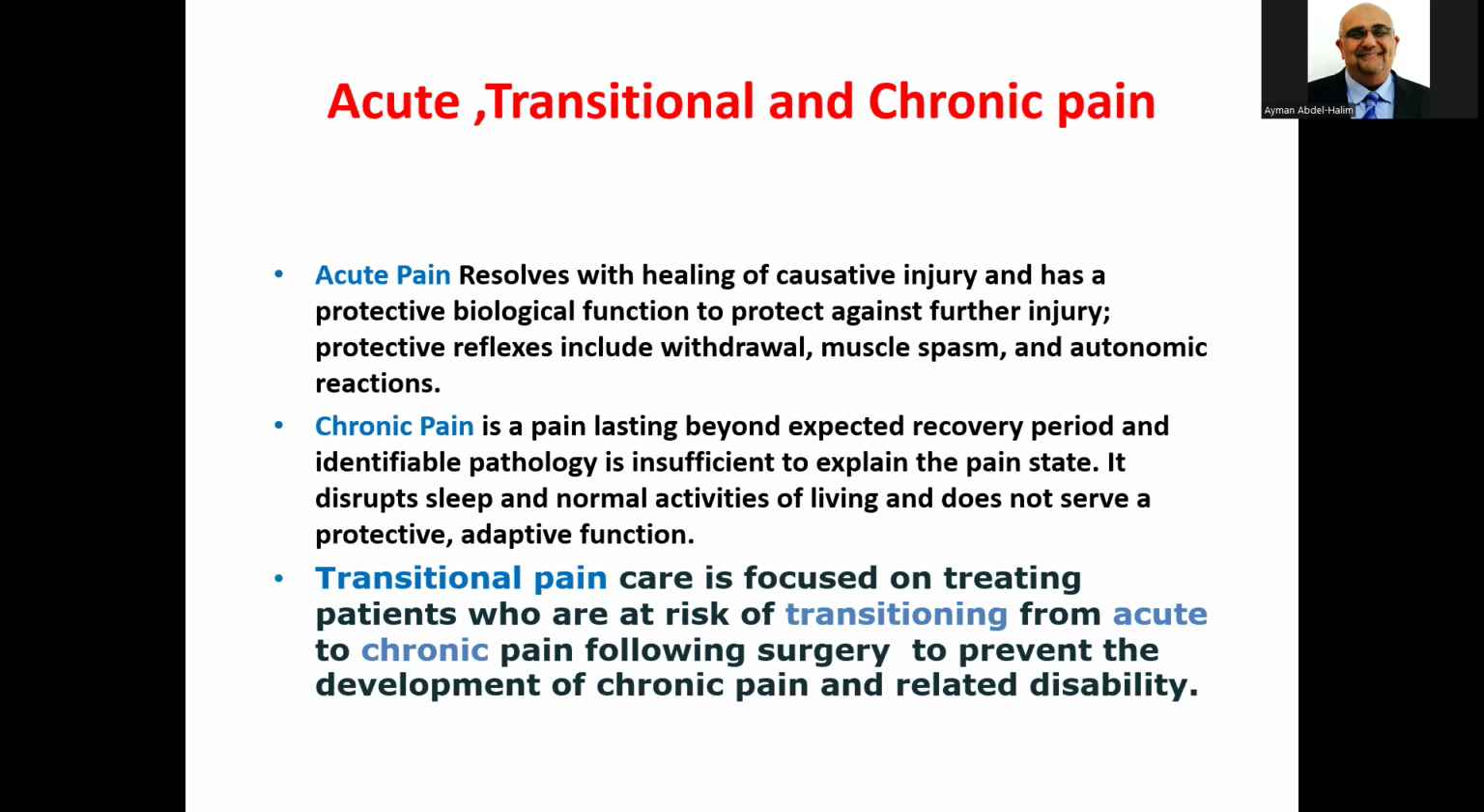So what is the difference between acute, transitional, and chronic pain? Acute pain resolves with healing of the causative injury and has a protective biological function to protect against further injury. Protective reflexes include withdrawal, muscle spasm, and autonomic reactions. While chronic pain is pain lasting beyond the expected recovery period, and identifiable pathology is insufficient to explain the pain state. It disrupts sleep and normal activities of living and doesn't serve a protective adaptive function.